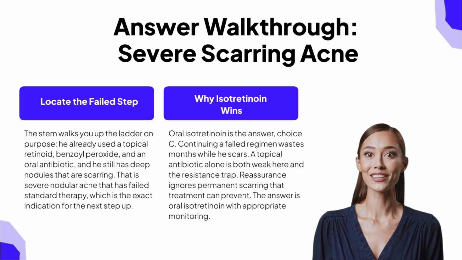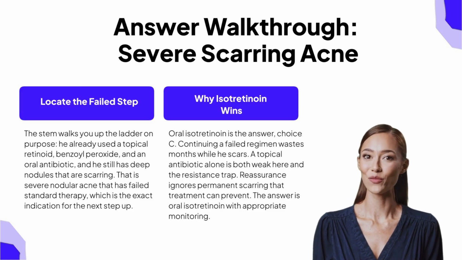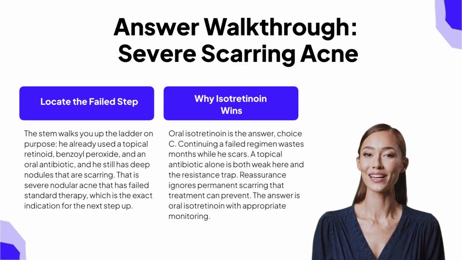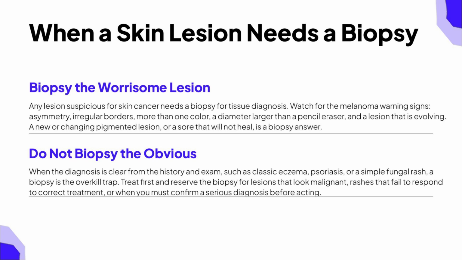The distractors. Continuing the same regimen in A wastes months, while scarring worsens. A topical antibiotic alone in B is both too weak and the classic resistance trap. Reassuring him that acne resolves with age in D ignores scarring we can prevent right now. Remember the safety points: 2 negative pregnancy tests in patients who can become pregnant, strict contraception, and monitoring lipids and liver enzymes.